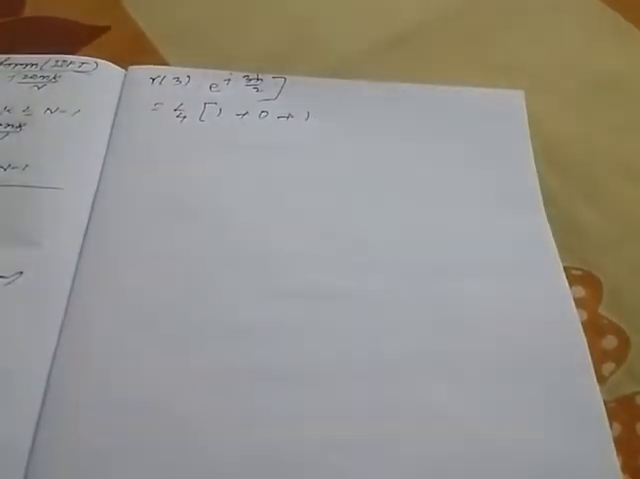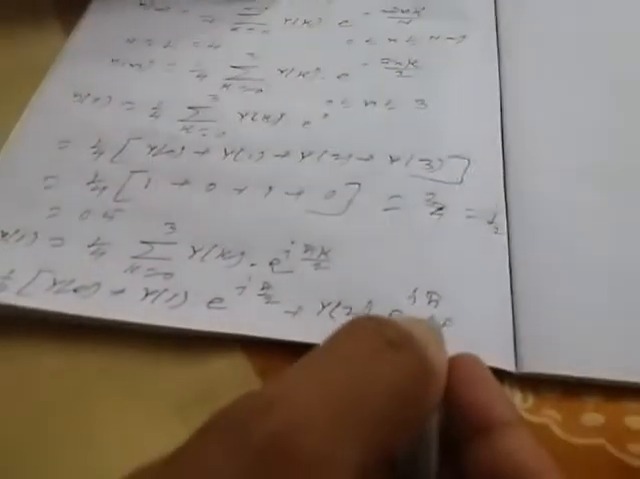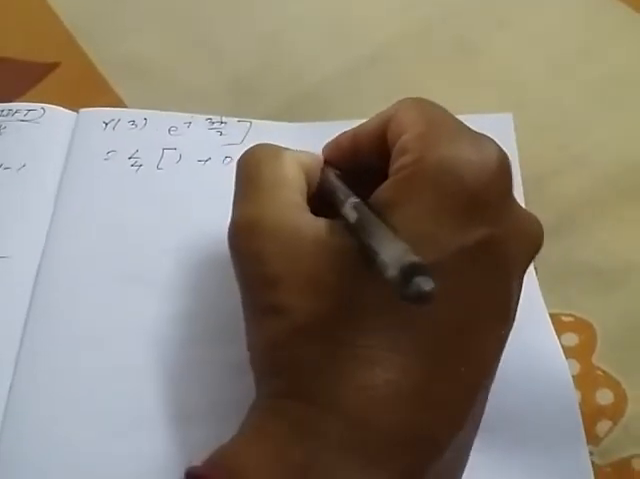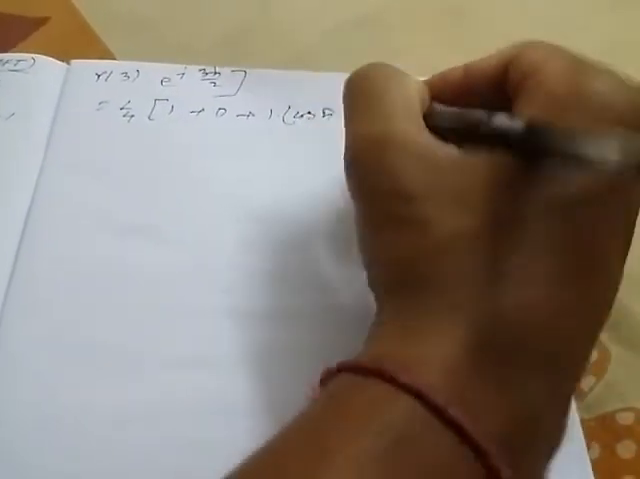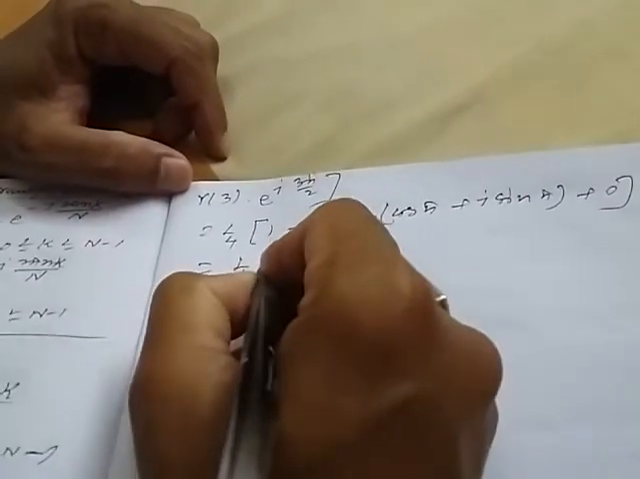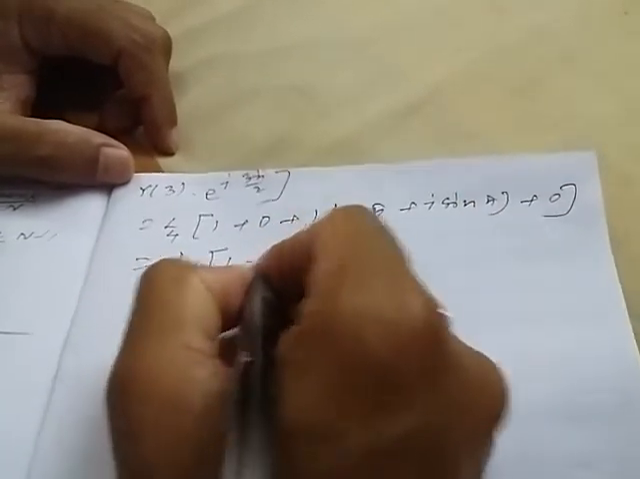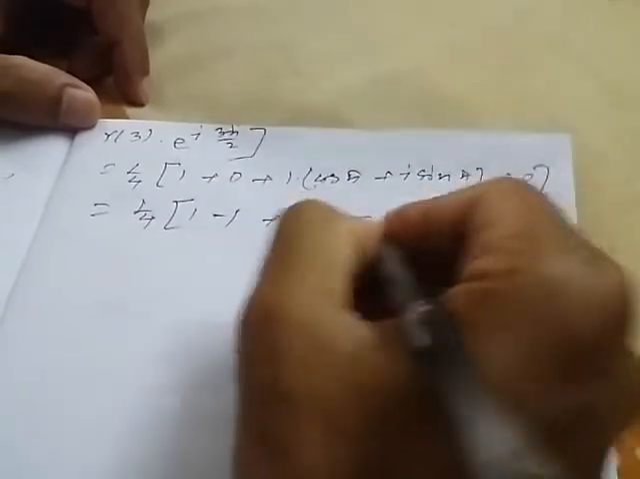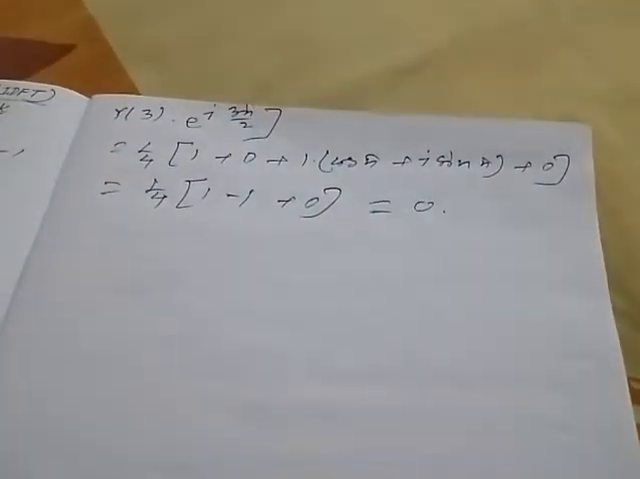Y2 has the value 1, so 1 into e to the power j pi. We know from Euler's formula we can write e to the power j pi equal to cos pi plus j sin pi. And Y3 has the value 0, so this will be 0. So 1 by 4 times 1 cos pi is minus 1 and sin pi is 0, so the ultimate value is 0.